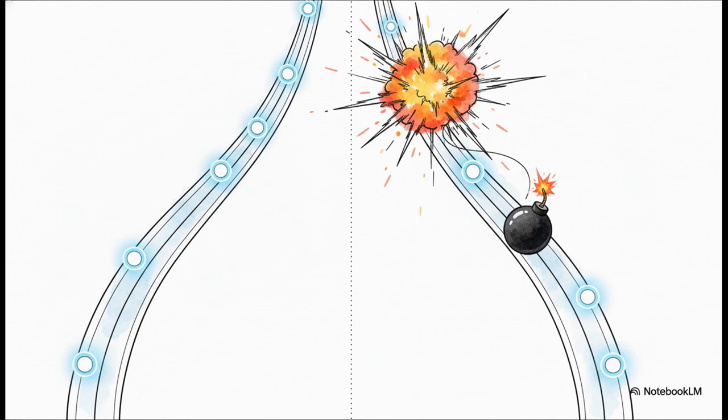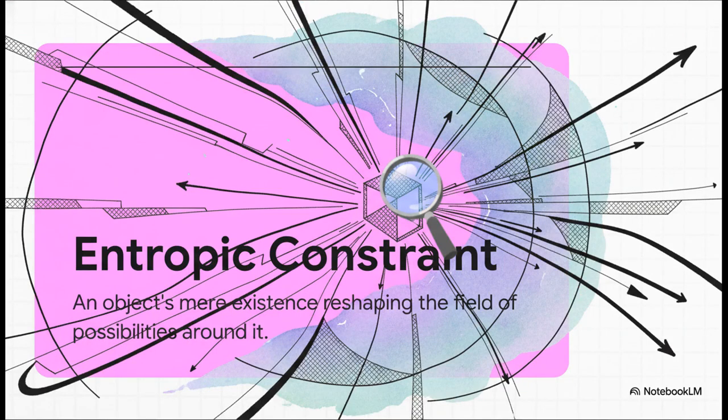They are now distinguishable, and their perfect symmetry is broken. And that broken symmetry leads us directly to this next concept, an entropic constraint. This is the idea that any object, simply by existing, physically alters the field of possibilities all around it. Its presence acts like a rule, a new boundary condition that literally reshapes the landscape of what can happen next. It's not a physical wall, but a change in the geometry of possibility itself.